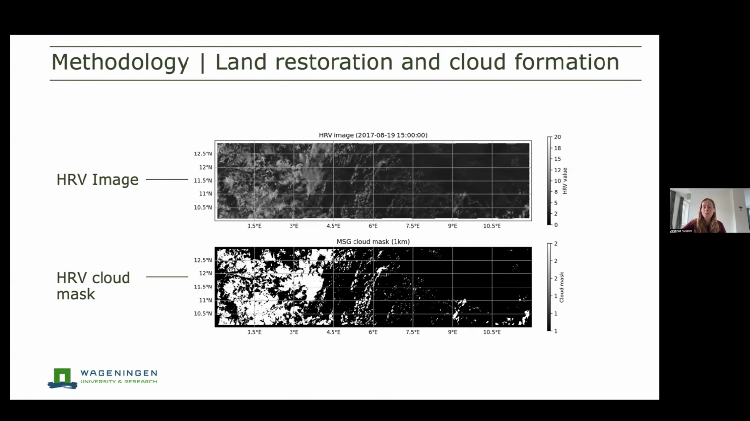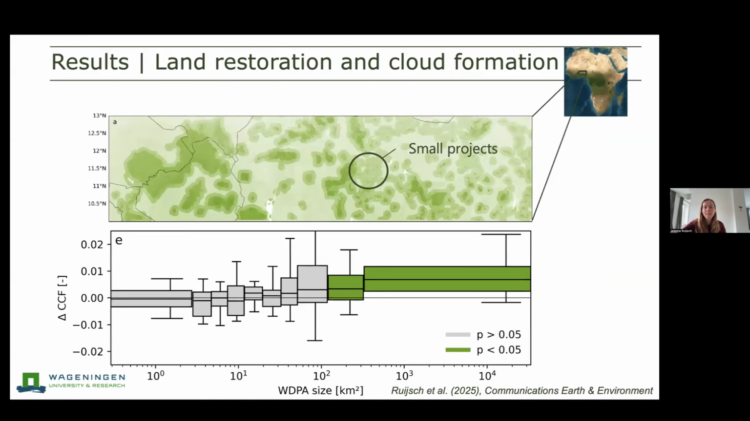And it's a bit of a simple algorithm, and it just looks at the surface or the reflectance of the image, and it compares it to the cloud-free image. So brighter regions have more clouds. And for this region, it works relatively well. And with the data, we can kind of make an estimate of the effect of these protected areas.